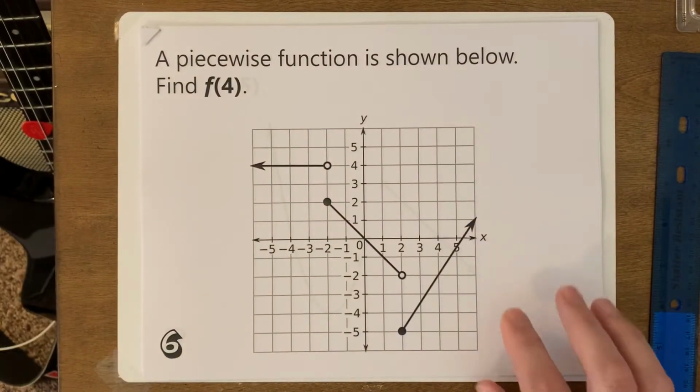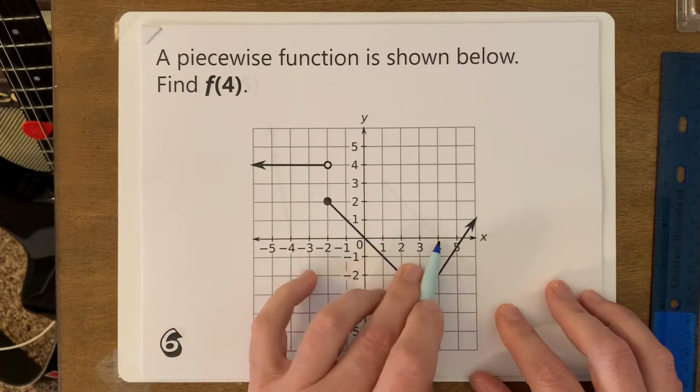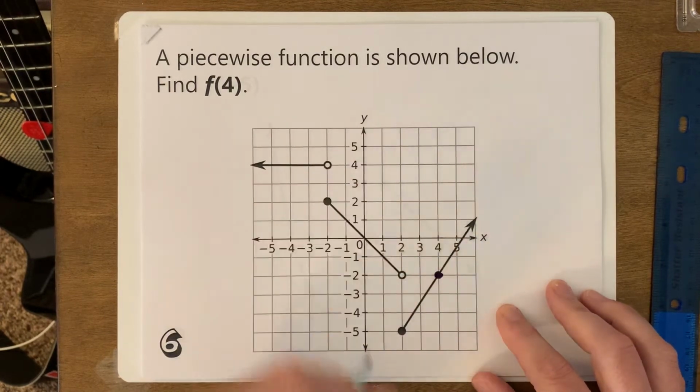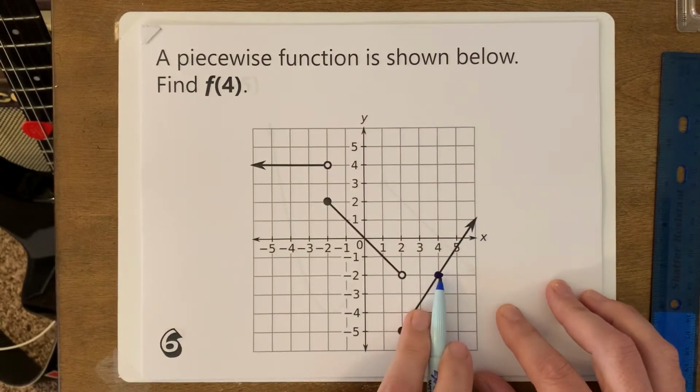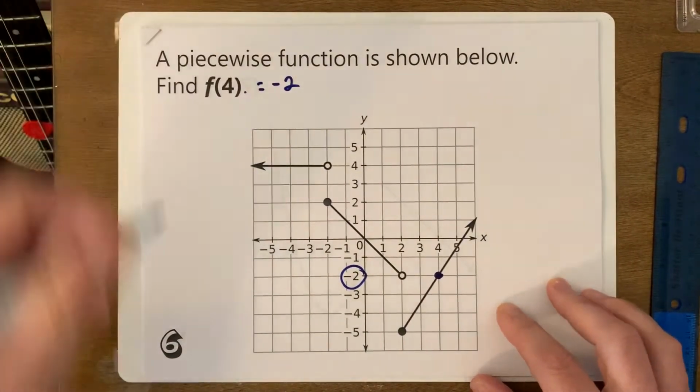Okay, on this one, we want f of 4. So we're going to go over to 4 in our domain. Go to the graph. It's right here. So we're talking about this point right there. So the y coordinate of that point is -2. So that's equal to -2.